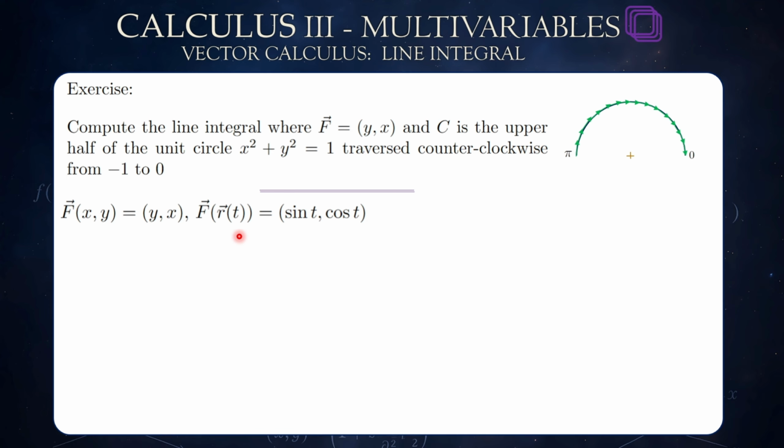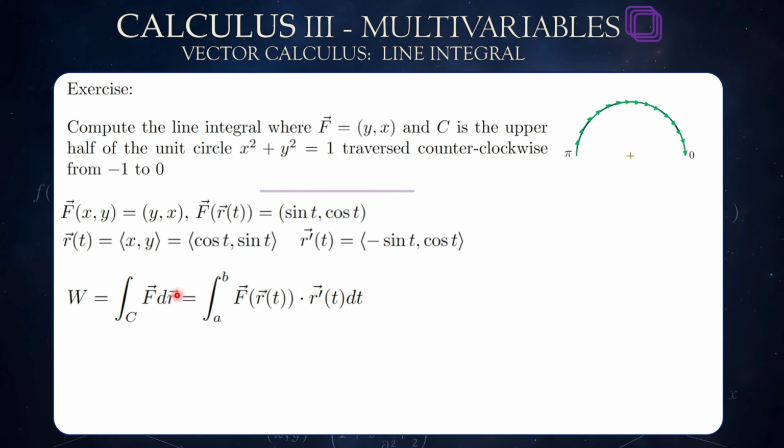F(x,y) is equal to (y, x). F(r(t)) is equal to (sine t, cosine t). So y and x, we find them in respect of r(t). y becomes sine t and x cosine t. r(t) is equal to (x, y). It has two components. What is x? x is equal to cosine t. y is equal to sine t. r'(t) is the derivative of r(t), which means it is the derivative of x and y in respect of t, equal to (minus sine t, cosine t).